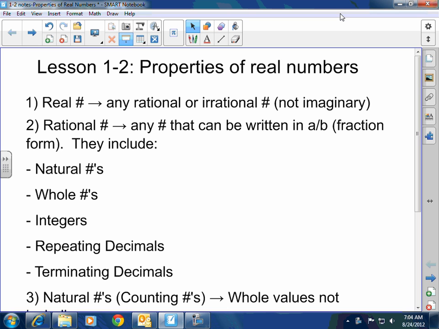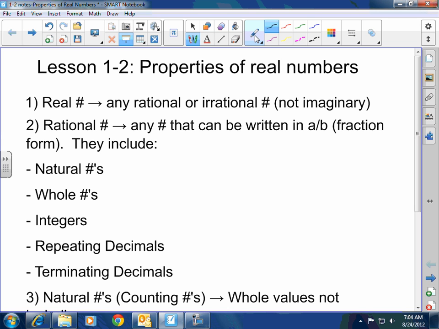Let's go ahead and just go over the definitions here. It's pretty simple, and it's very important for you to be able to know these definitions to be able to master mathematics. A real number is any rational number and or irrational number. No imaginary numbers. Imaginary numbers are something we're going to talk about later on, but a real number basically is any rational or irrational number. So as far as we are concerned, it's any number.